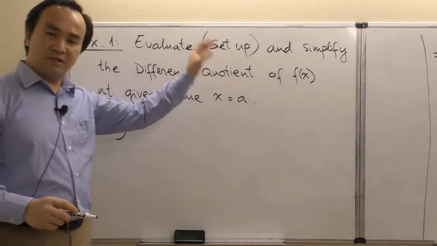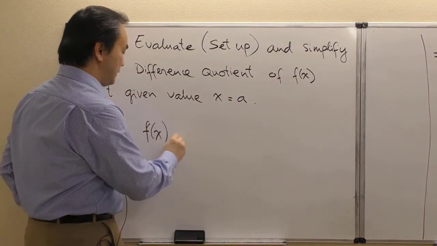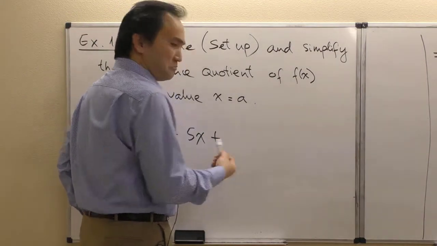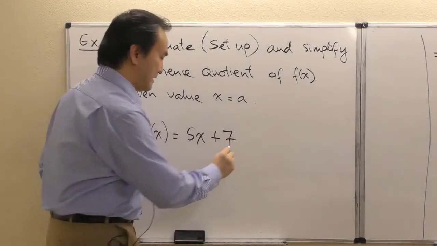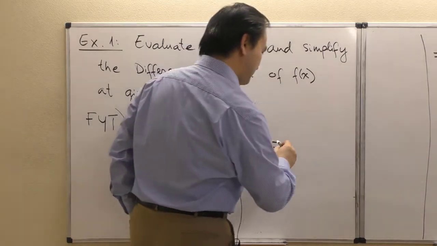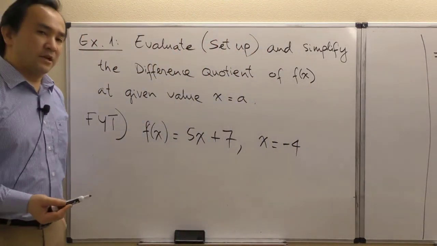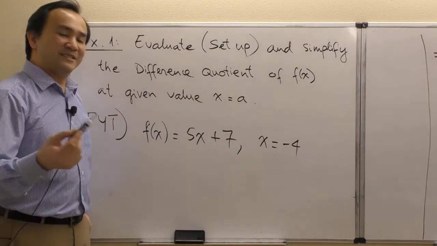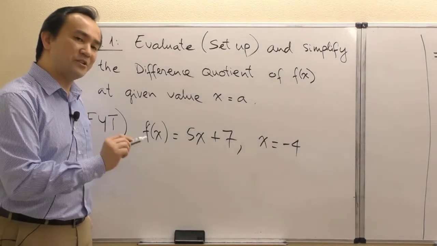Same instruction as the example. Our function here is given to be, how about 5x minus 7, or I'm changing my creativity so quickly, 5x plus 7, at the given point x equals negative 4. Okay, so go ahead and pause the video, set it up, get it simplified, and then I'm going to jump back in, but only show the final answer.